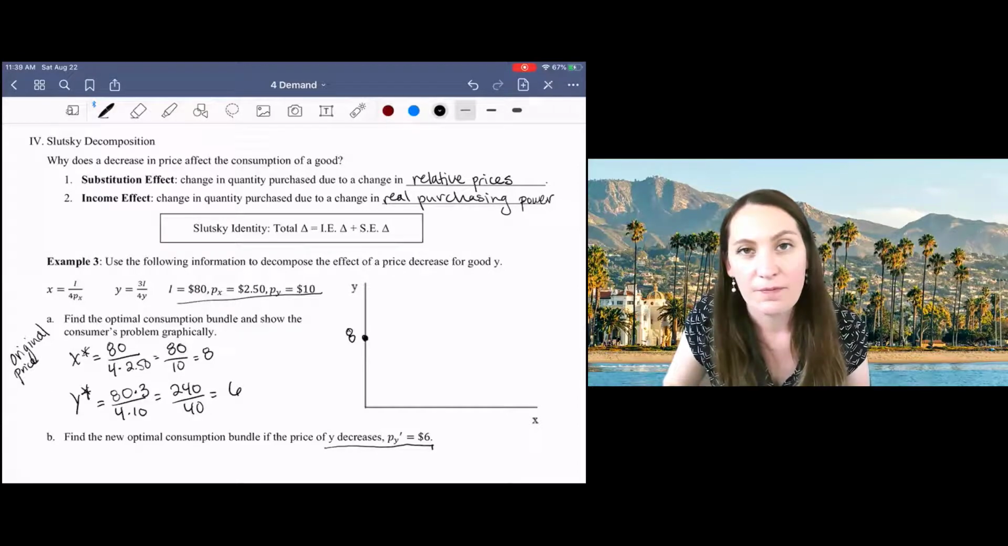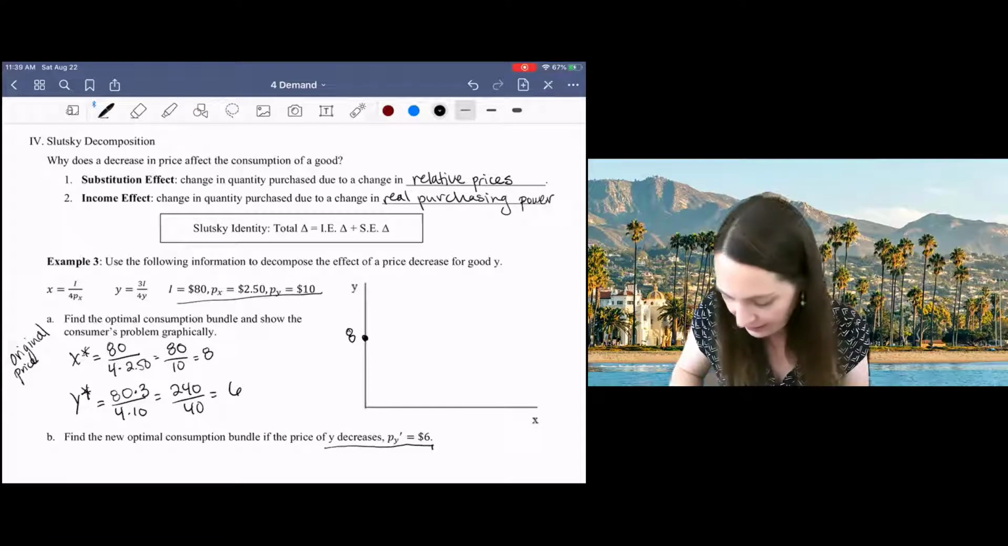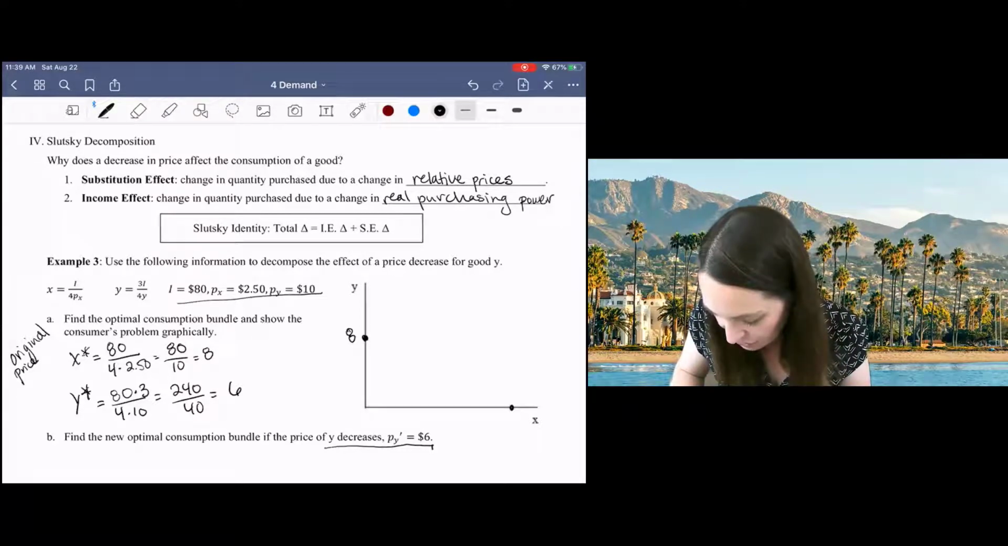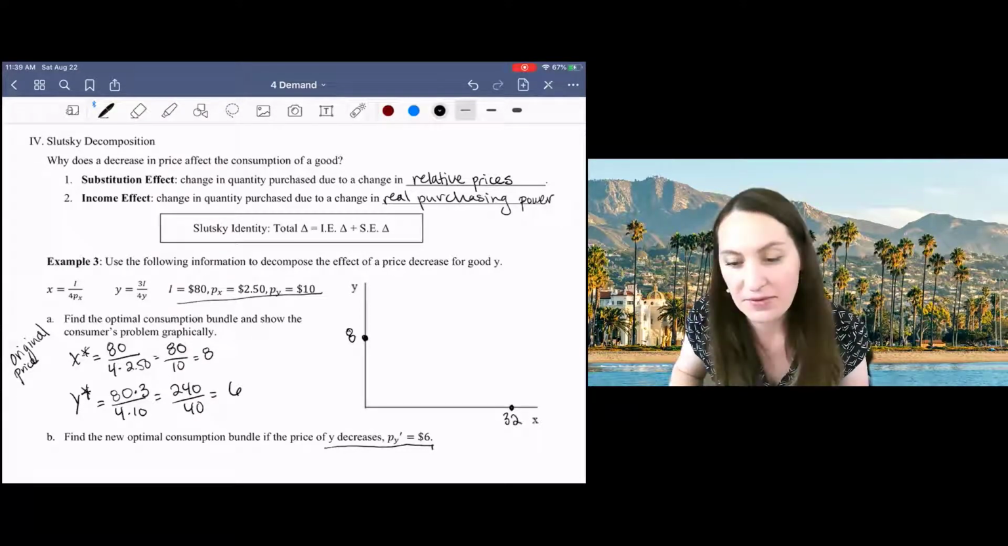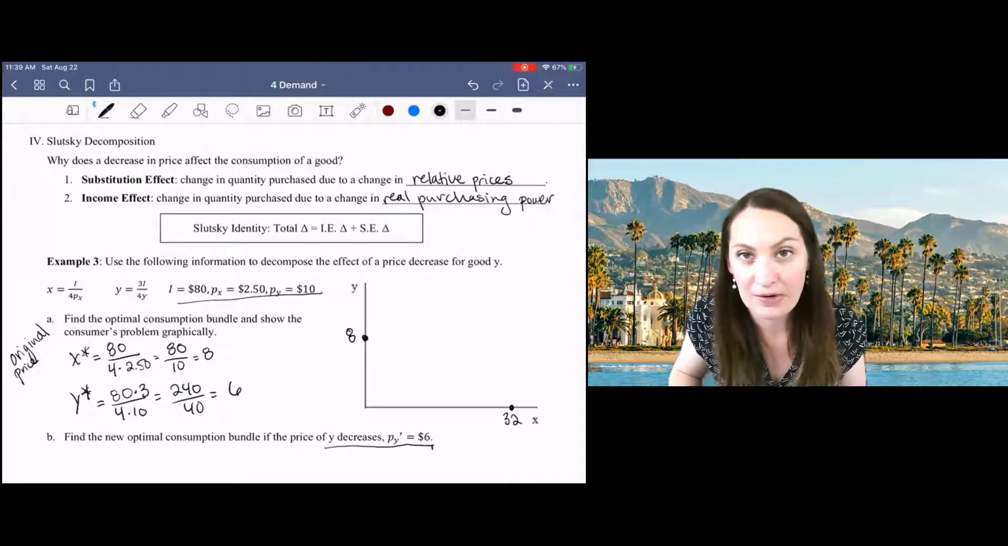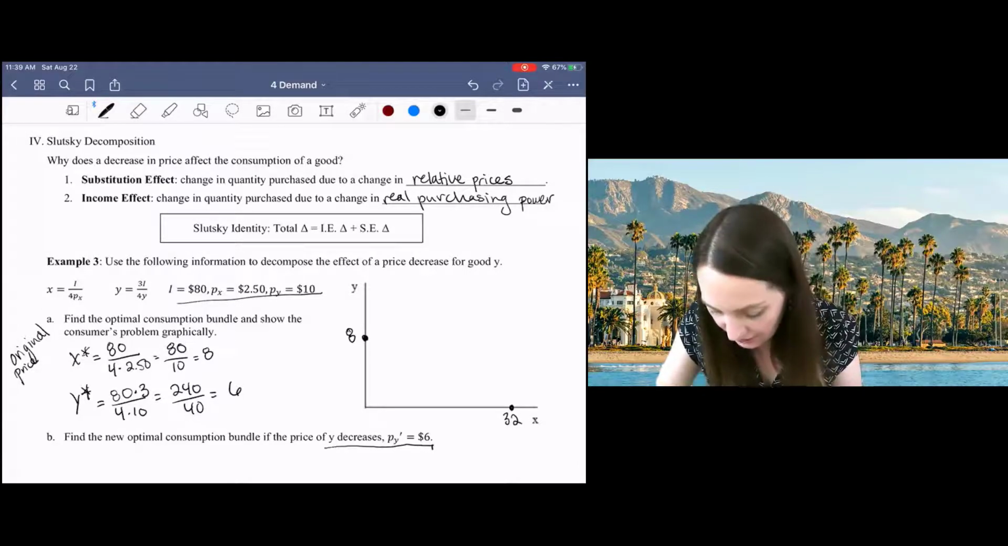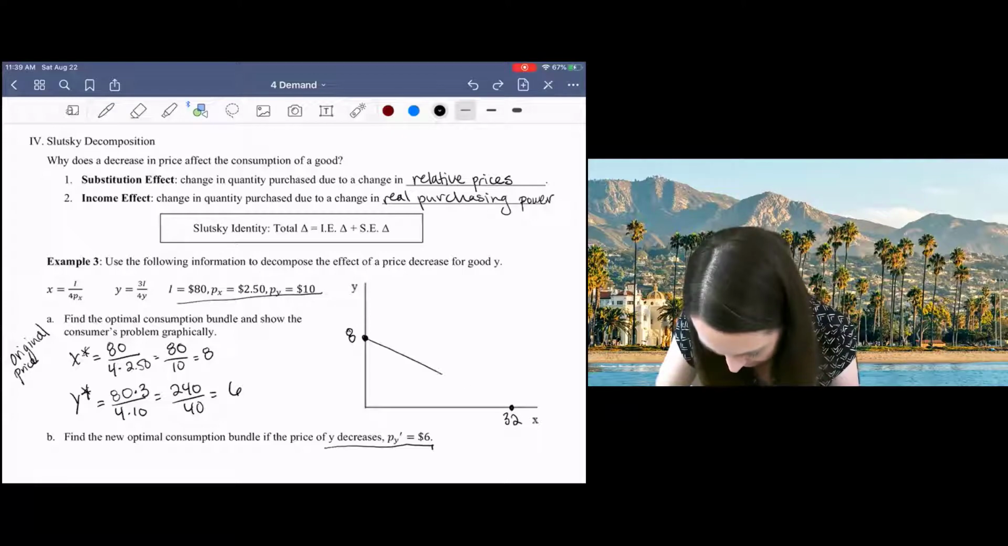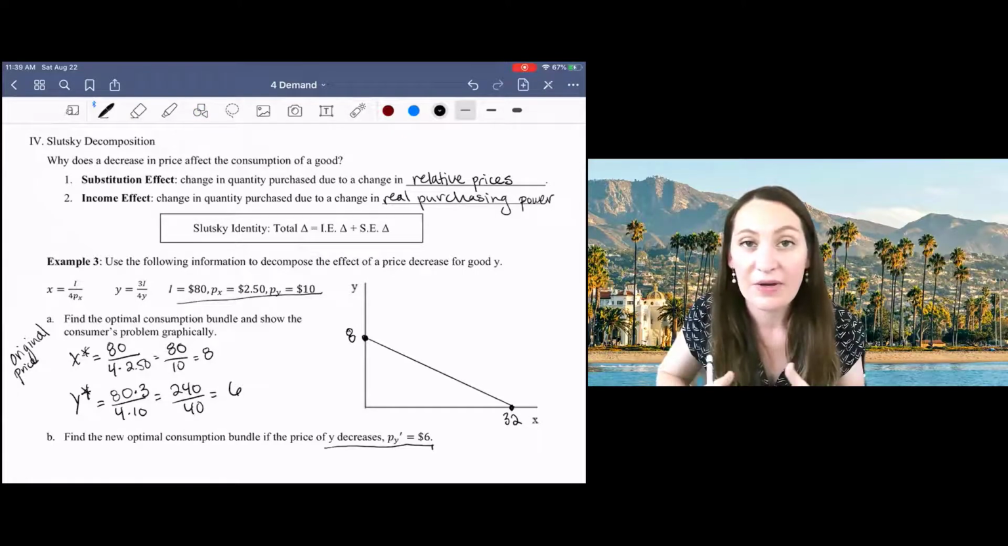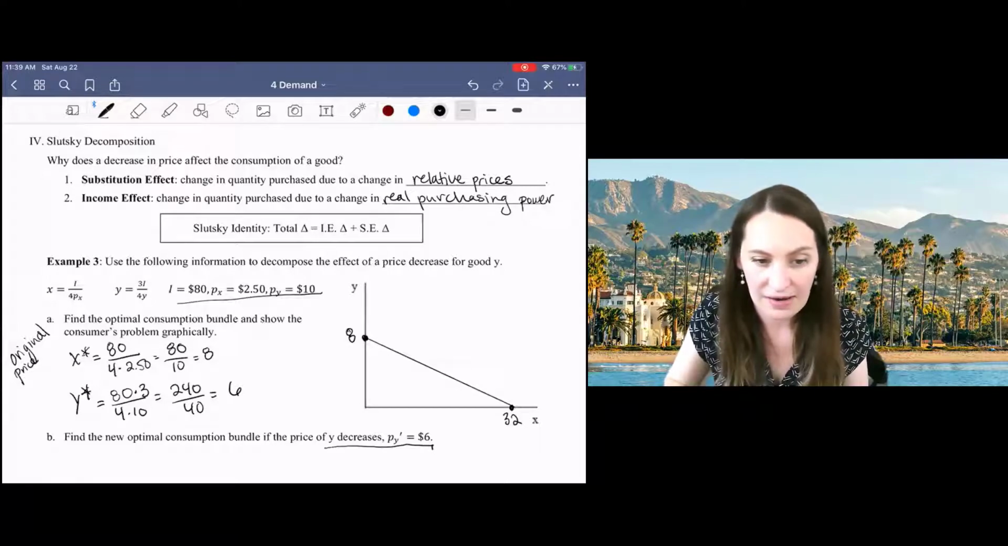And then for my x-intercept, I'll take 80 divided by 250, which gives me 32. I don't need to worry about this shifting, so I'm just going to put that all the way over on the x-axis. Now that I've got my budget constraint, I'm going to put my original consumption point on the graph.